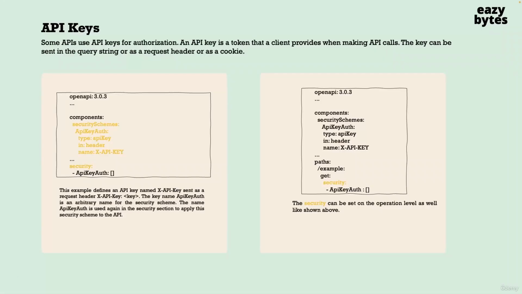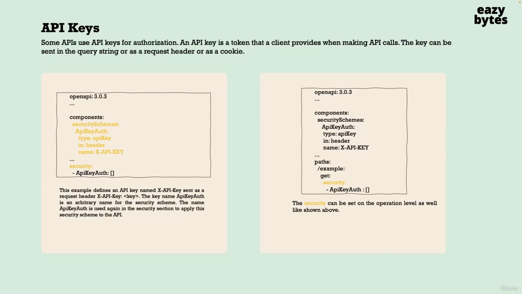Now inside this lecture, let's try to explore the other security mechanism that we can explain inside the OpenAPI specification. And this mechanism is API keys. So inside this API key security mechanism, how this is going to work is my clients or consumers are going to provide an API key, which is like a token. And this API key they can provide inside the query parameters or in the request header or inside the cookie.